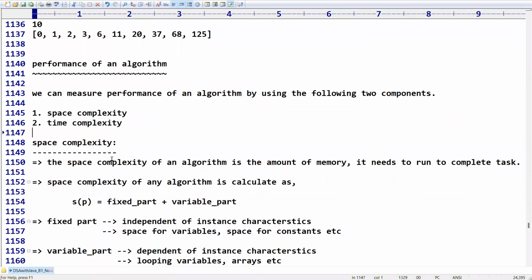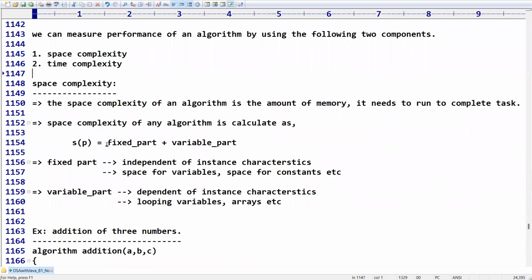If you take any variable, it will occupy one unit of space. If you take an array, based on how many elements are there in that array, space will be allocated. For a collection, we have to use a size attribute for getting the size, and we consider it under the array concept only. And there is a basic formula: the total space is nothing but a fixed part, since constants also will be allocated in some memory, plus a variable part.